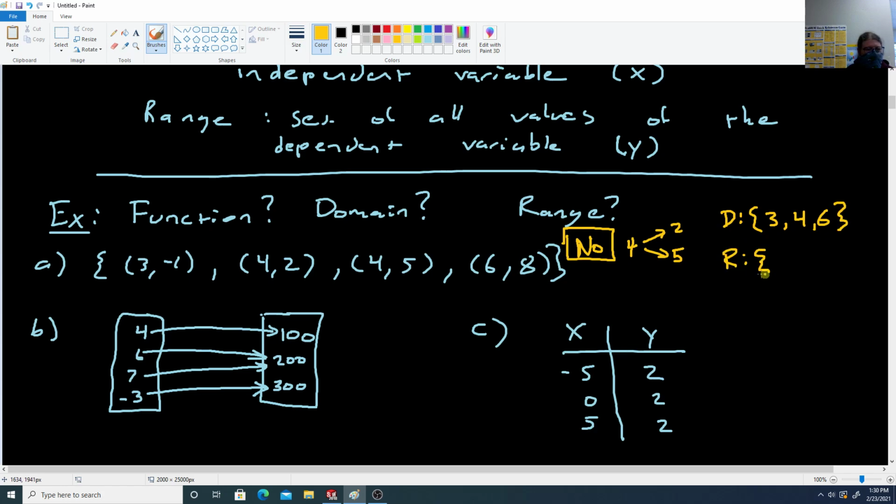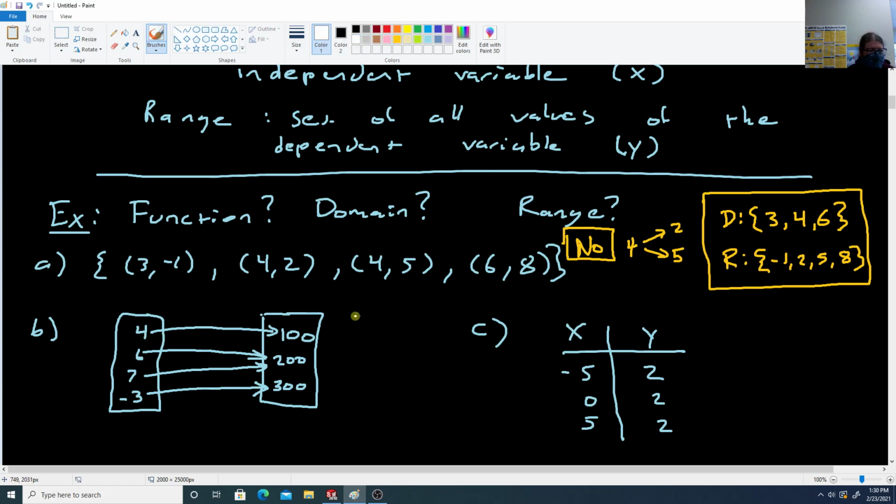For the range, we have -1, 2, 5, and 8. Those are the allowed y values. And that is answering whether that one's a function, what's its domain, what's its range.